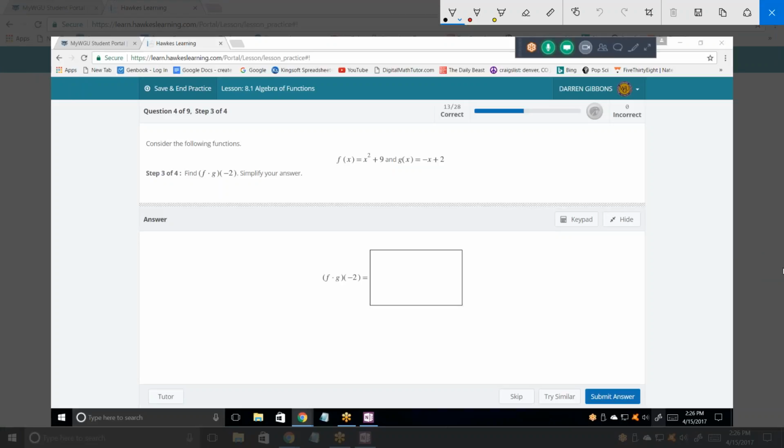And how many tries do you get? Just one? It's endless. Oh, okay. So if we miss it the first time, it lets us try it again. Well, it will give you a different problem, but okay. At least that'll tell us whether we're doing it right or not.